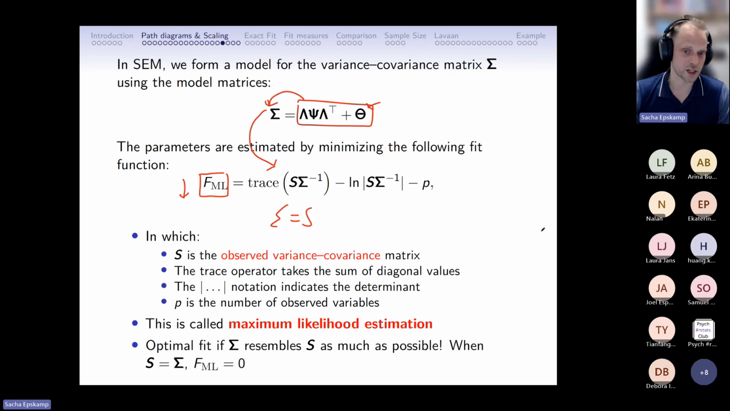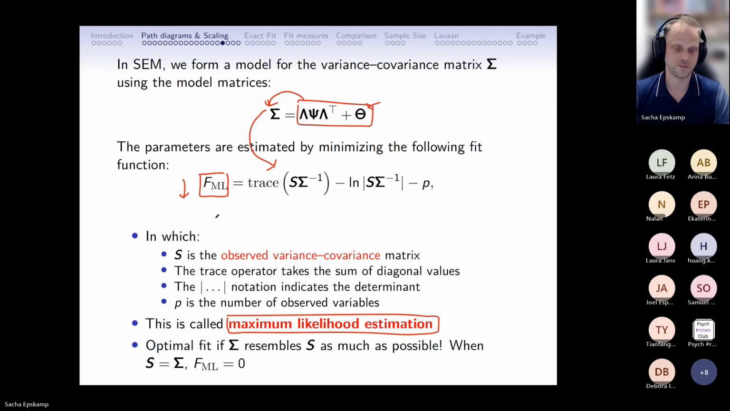So ideally, we have this as close as possible to 0. And yeah, that's how we estimate these parameters. We just optimize, try the best values many times until we get the best possible fit function. This is what we call maximum likelihood estimation. Again, can talk about it very long. I won't do that now, but that's the rough idea that's happening.